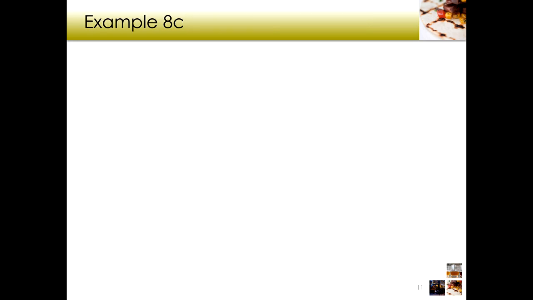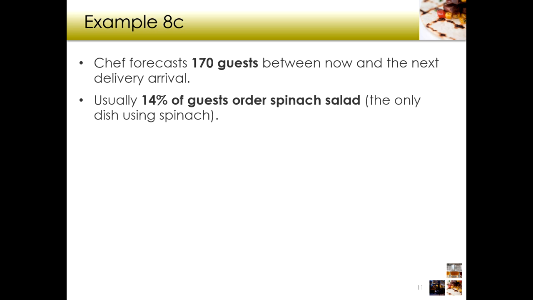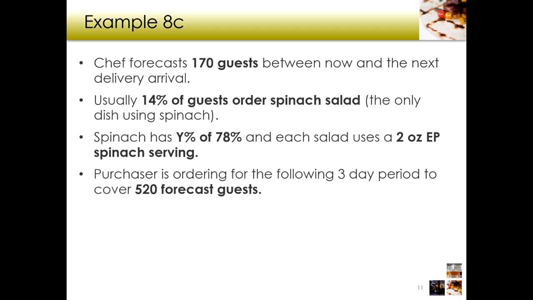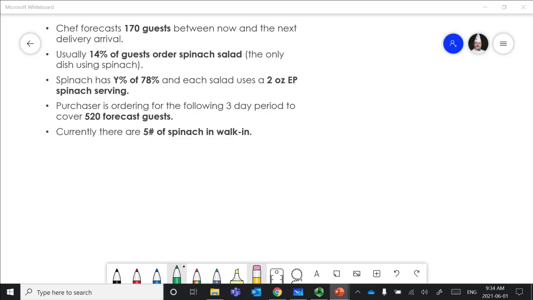Okay, so one last example. So chef forecasts 170 guests between now and the next delivery arrival. Typically 14% of guests order spinach salad, the only dish using spinach, so we don't have to worry about two different recipes. Our spinach has a yield of 78%, and each salad uses 2 ounces edible portion of spinach per serving. The purchaser is ordering for the following 3-day period to cover 520 forecasted guests, and we have 5 pounds of spinach in the walk-in. So, how much spinach should be ordered?